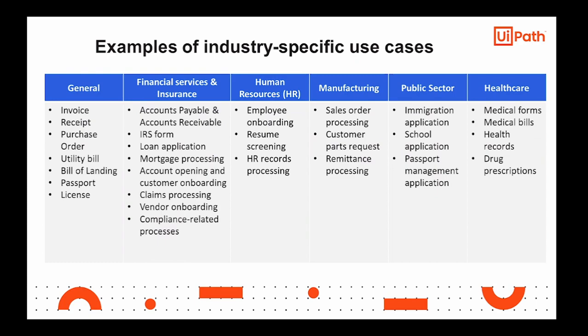Here you can see a high-level overview of industry-specific use cases. Some of them can be considered general, as they are used in any industry. Those, for example, may be invoices, receipts, purchase orders, utility bills, bills of lading, passports, or licenses. On the other hand, there are other examples specific to industries like financial services and insurance, human resources, manufacturing, public sector, or healthcare.